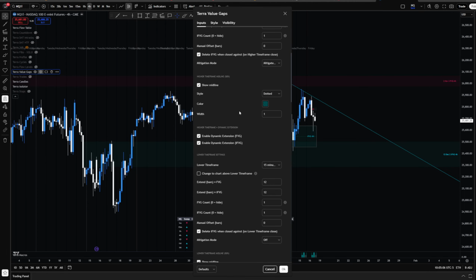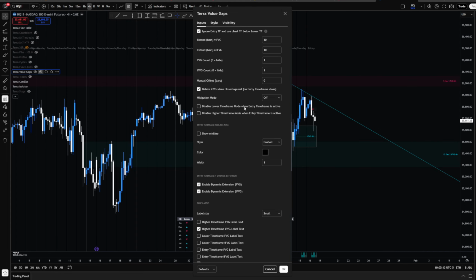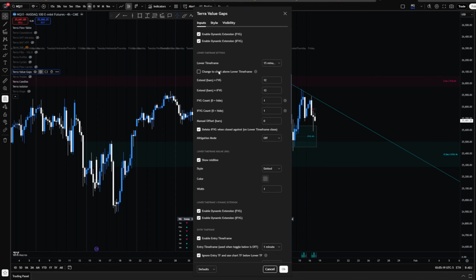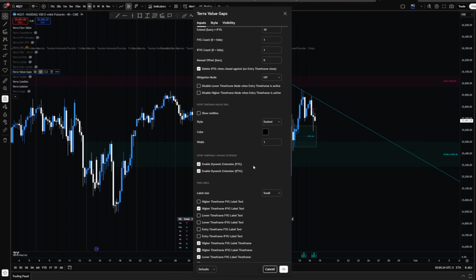Like with the isolator, the idea with my indicators is that you set up the settings once and you don't have to go back into the menu very often, if at all. And this one comes as default at 4 hour, 15 minute and 1 minute. So here are the 4 hour settings, here are the 15 minute settings, and here are the 1 minute settings. And you're currently looking at the 4 hour, because we're on the 4 hour chart.